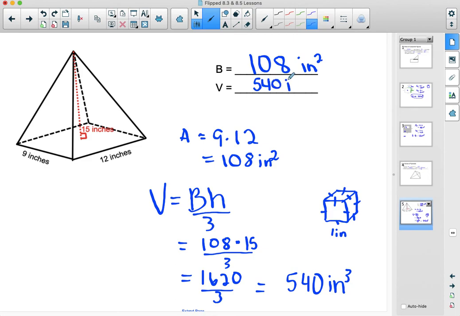This is the final answer here. The volume is your final answer. Big B is just there to kind of help us along. Okay, so the only thing new here is that the new formula is V equals big B times H divided by 3, and that's the volume of a pyramid.